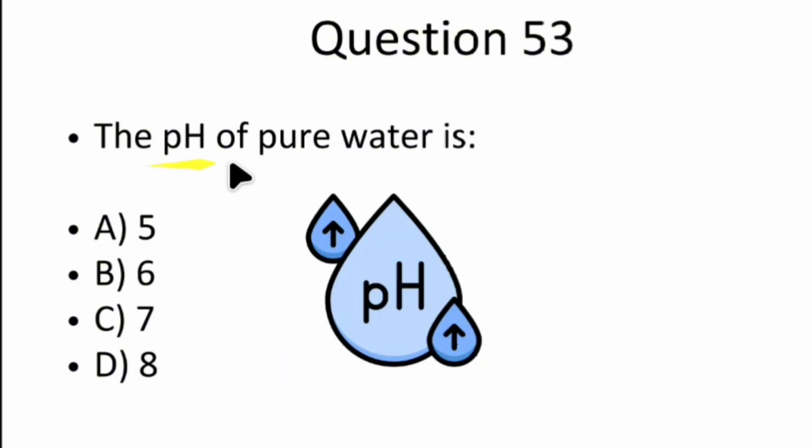The pH of pure water is. Correct option is C. 7 is the pH of pure water.